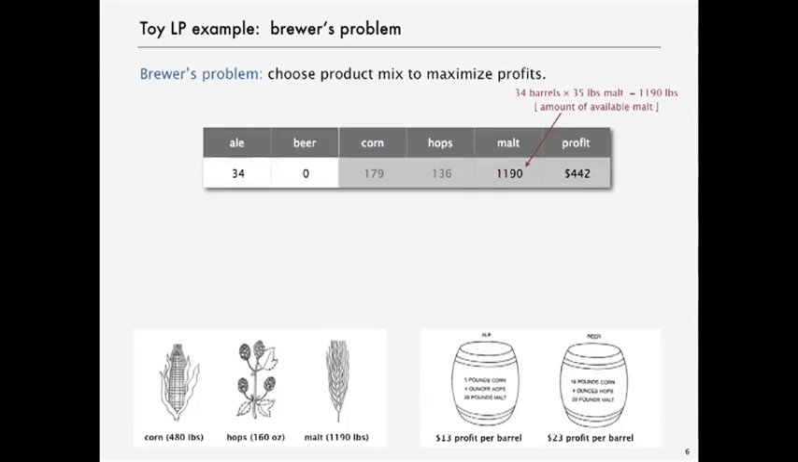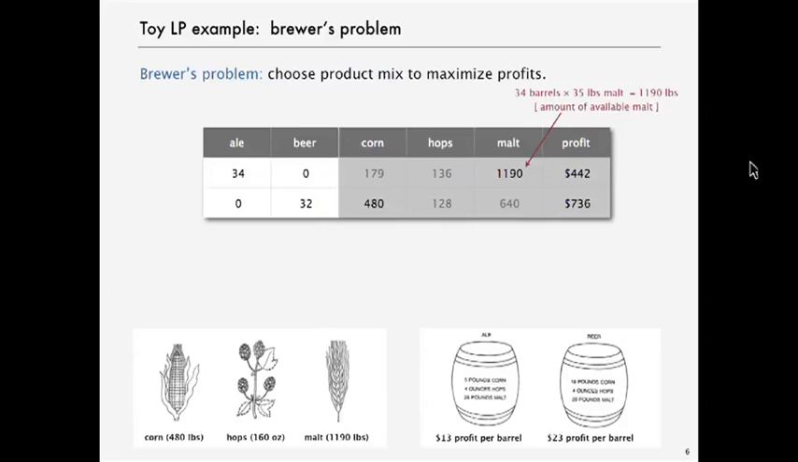Let's make as much ale as we possibly can. So it turns out that 34 barrels of ale is the most that you could possibly make, because that uses up all your malt. So you need 35 pounds of malt per barrel, and 34 times 35 is 1190. That's all that you have. So if you make 34 barrels of ale, that's the max that you could make. And then if you do that, 34 times 13 is $442 of profit that you make if you make all ale.